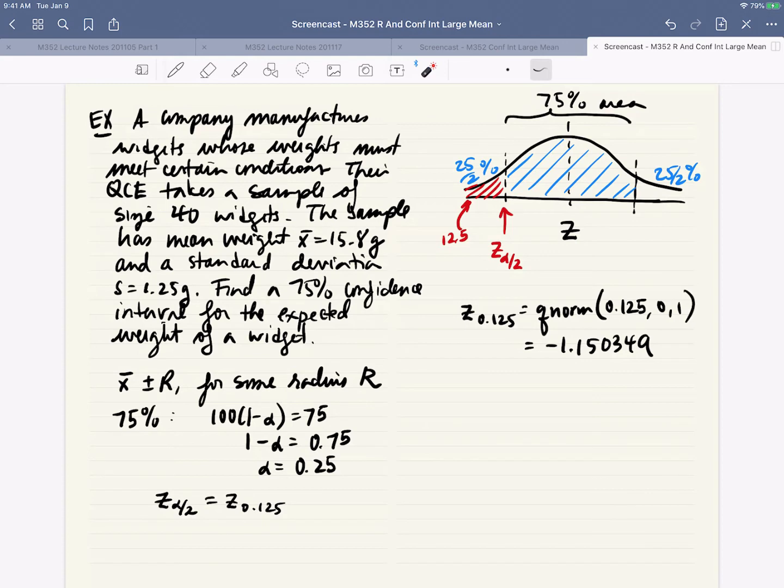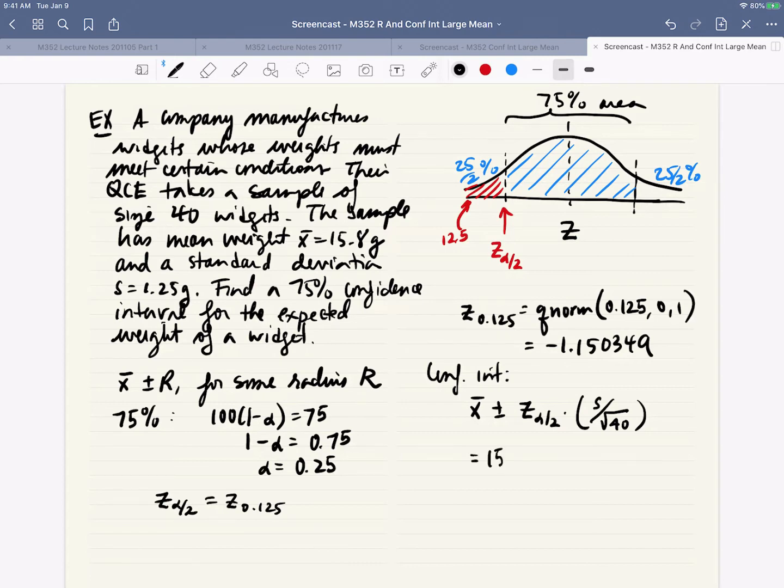So we're going to use this number in our confidence interval. So what does our confidence interval look like? Well, it's x bar plus or minus some radius, and that radius is this z alpha over 2 times the standard deviation of the sample distribution, which is our sample standard deviation over the square root of our sample size. We can start filling in some of these numbers.